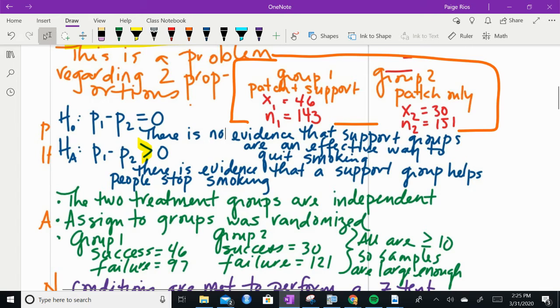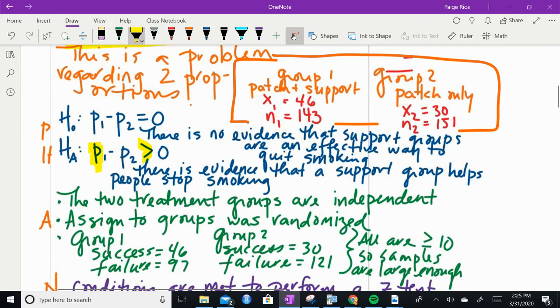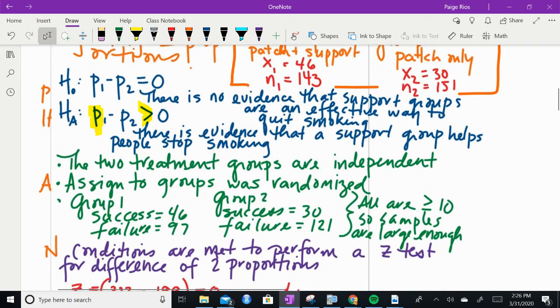I set this one as a greater than because group 1 is the patch and support. So I want this proportion here. I want to see if this proportion is higher than the other one. If it is, I end up with a positive number. That's a number greater than 0. Make sure that you write the words that go along with your hypotheses as well.